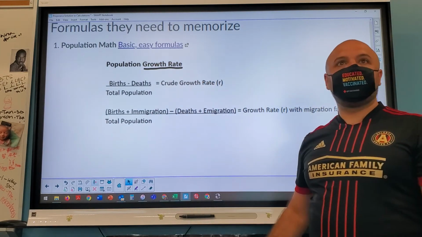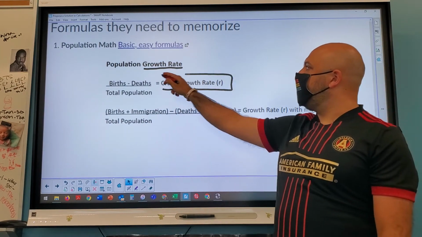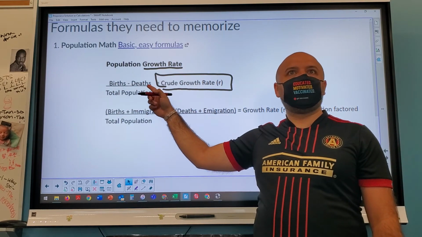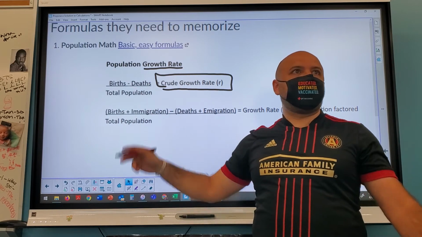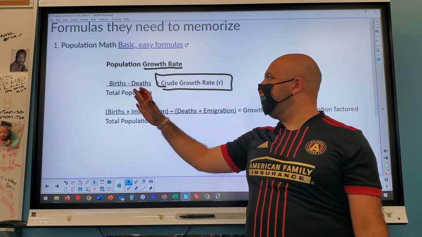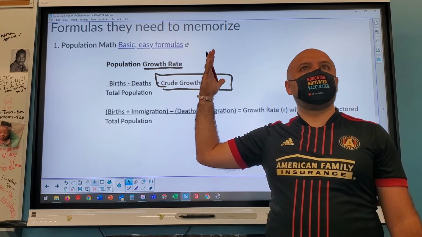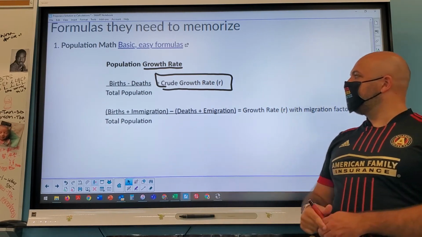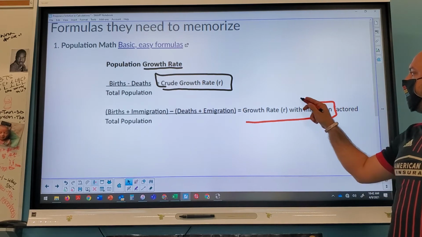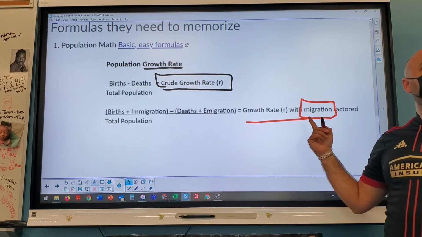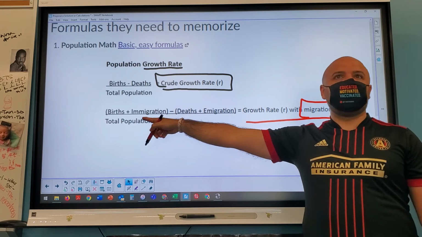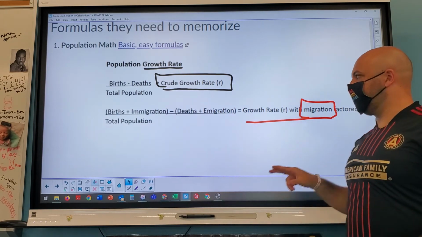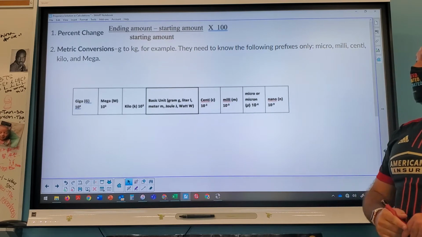Population growth rates, right? The crude growth rate is simple: births minus deaths over total population, right? If you have more births than deaths, then the growth rate will go up. More deaths than births, the growth rate will go down. It'll be negative. Over here is the same thing, the growth rate, except now it's including migration. What is immigration? They're coming in. What's emigration? They're going out. Okay.